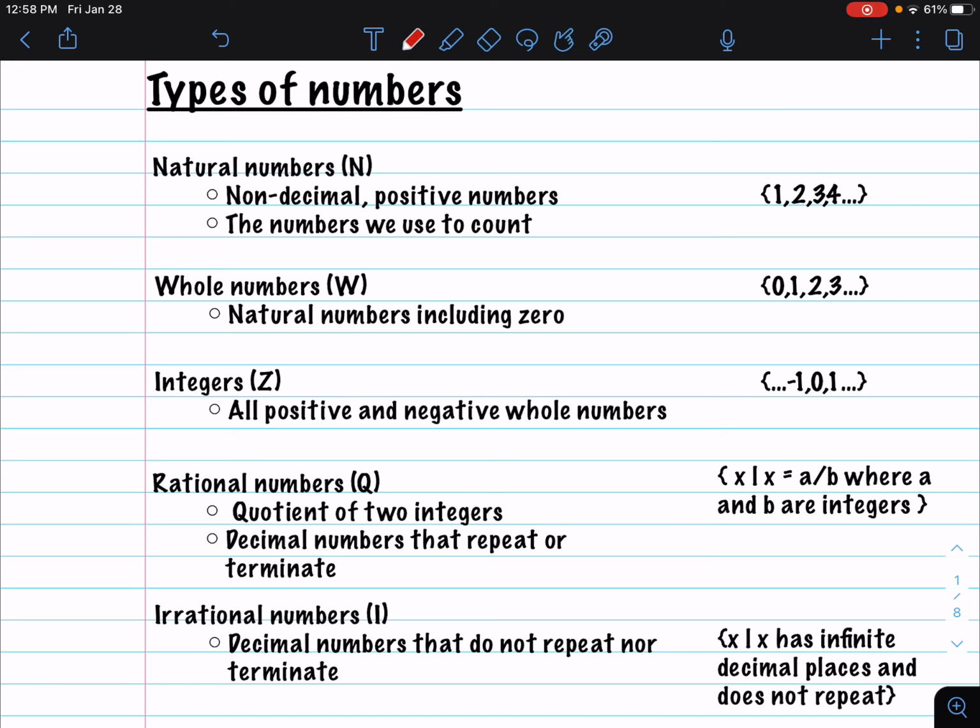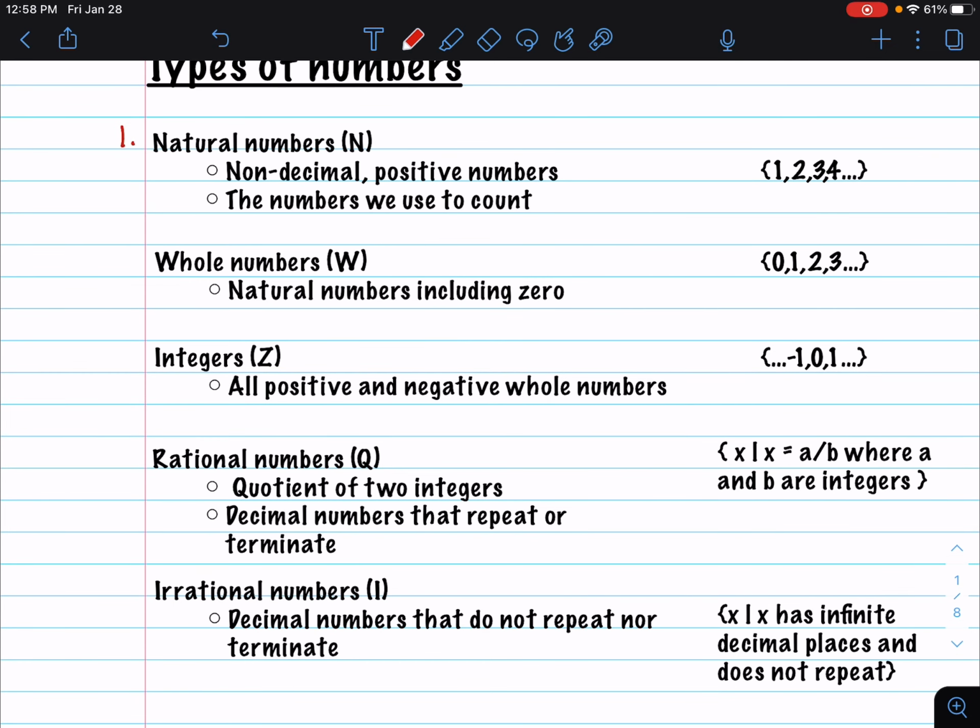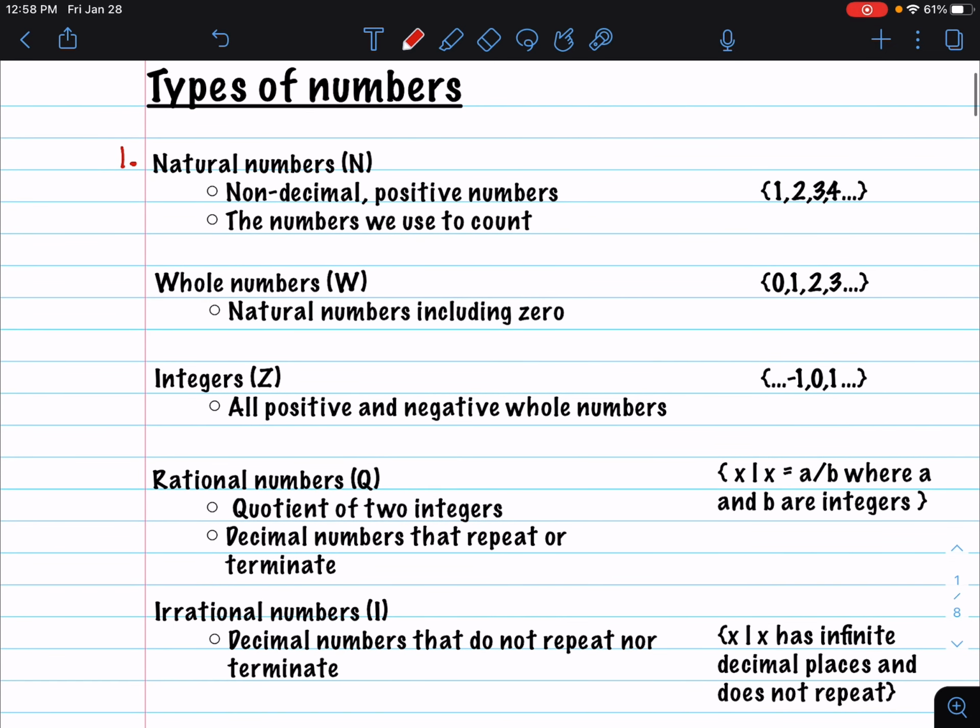So first we have the natural numbers. The natural numbers are the numbers we use to count. They're the non-decimal positive numbers. So the set of natural numbers includes 1, 2, 3, 4, and we continue counting all the way to infinity, and that's what those three dots mean.